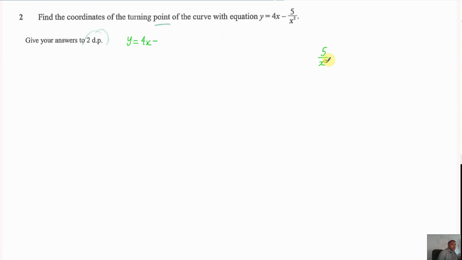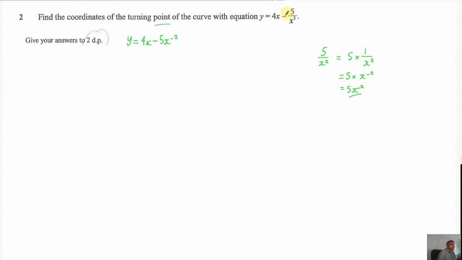5 over x squared. If it's a reciprocal, then let's say 5 times 1 over x squared first of all. And that's a reciprocal, which means it's going to have a negative power. So it'll be the same as 5 times x to the power of minus 2, or 5x to the power of minus 2. So if I rewrite that as 5x to the power of minus 2, now it says find the coordinates, so x and y is what I want here, of the turning point of this curve.